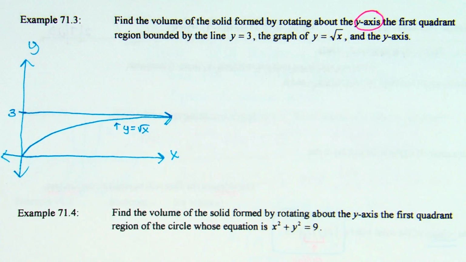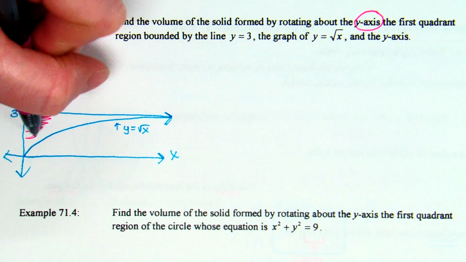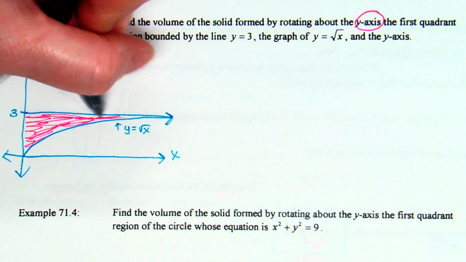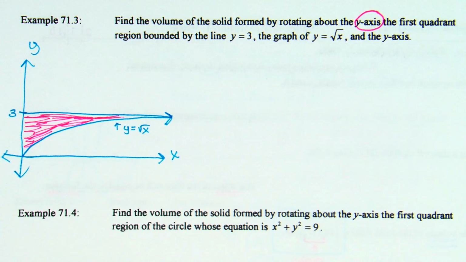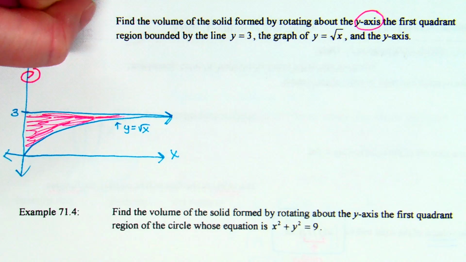What's my section I'm talking about here? The top of that weird looking ramp. Okay. The part is between the graph and y equals 3. So it's actually above the y equals square root of x graph, isn't it? And important to notice, this time we're rotating around the y-axis.